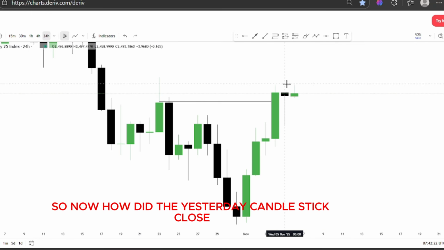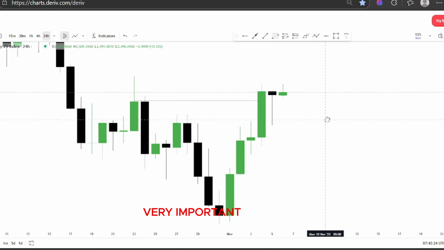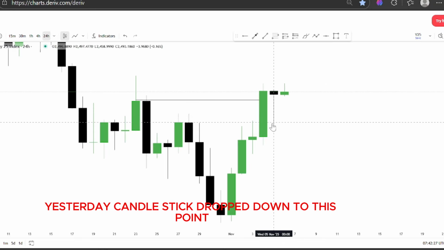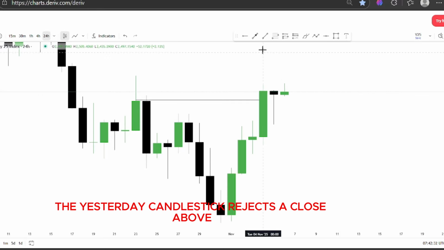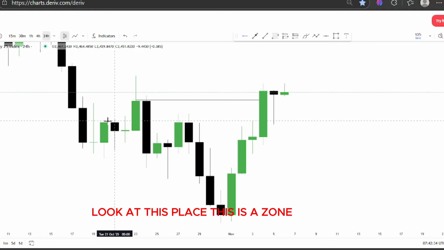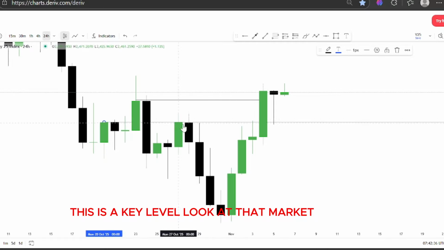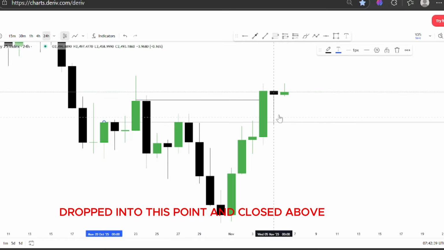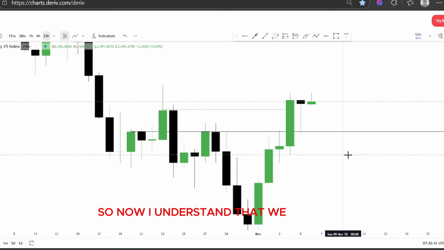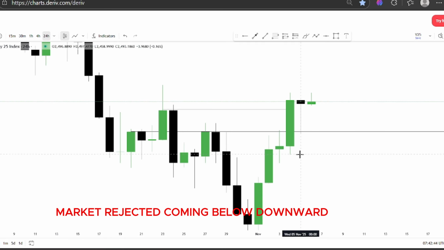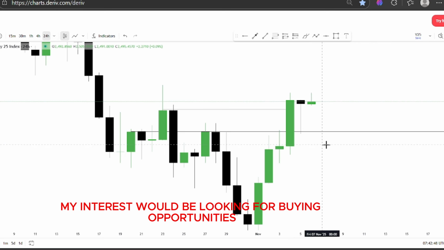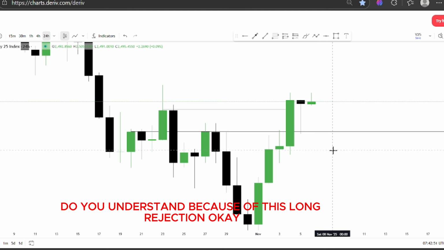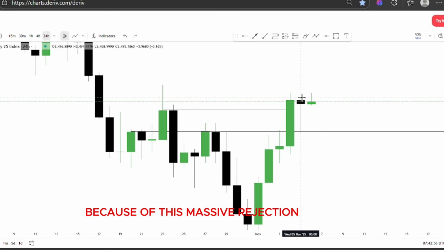So now, how did yesterday's candlestick close? Very important. Yesterday the candlestick dropped down to this point, then rejected and closed above. Why did it reject and close above? Look at this place. This is a zone. This is a key level. This candlestick dropped into this point and closed above. So now I understand that the market rejected coming downward and it will be going up. So my interest would be looking for buying opportunities. Do you understand? Because of this long, massive rejection.